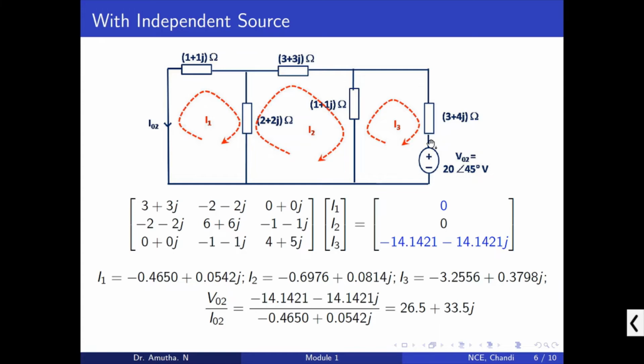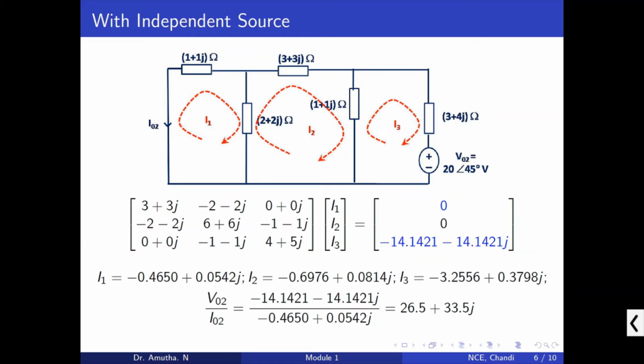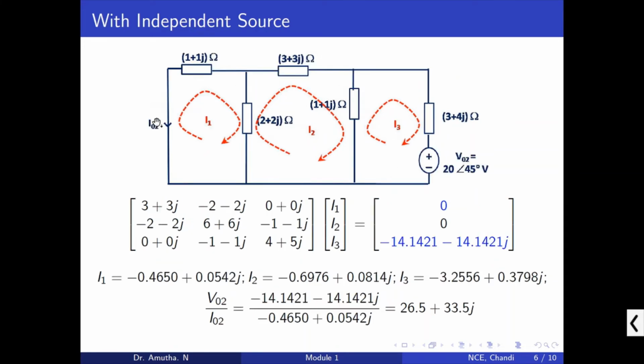Okay, here I have applied V02, earlier it was V01, where V01 is 10 at an angle 30 degrees. Here it is V02, 20 at an angle 45 degrees. Any value you can take. Okay. So I am applying some voltage at this end and I am trying to observe that.